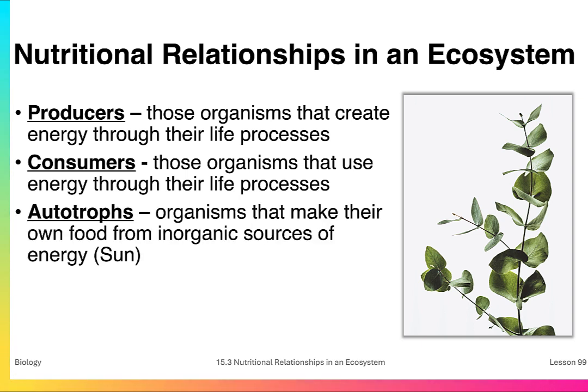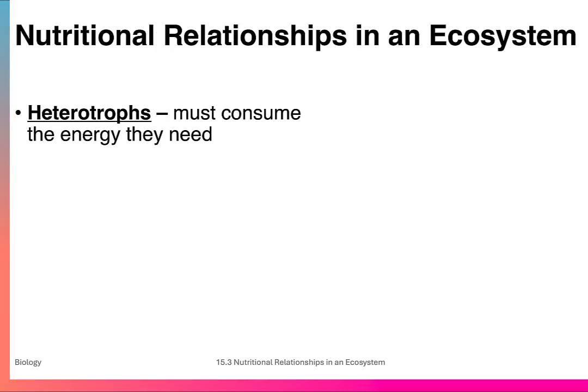Now, the producers have to be able to produce their own food, and so they go by another name, autotroph. Auto means self, and so they are able to take in food from inorganic sources, and that primary inorganic source is the sun. A heterotroph, on the other hand, must consume the energy that they need in order to survive. They are not able to absorb energy from their environment. They have to consume it through their digestion and then absorb the energy from the food.